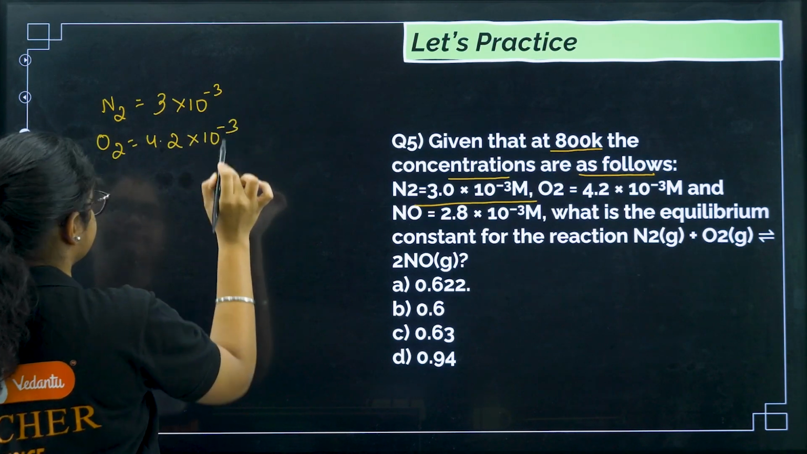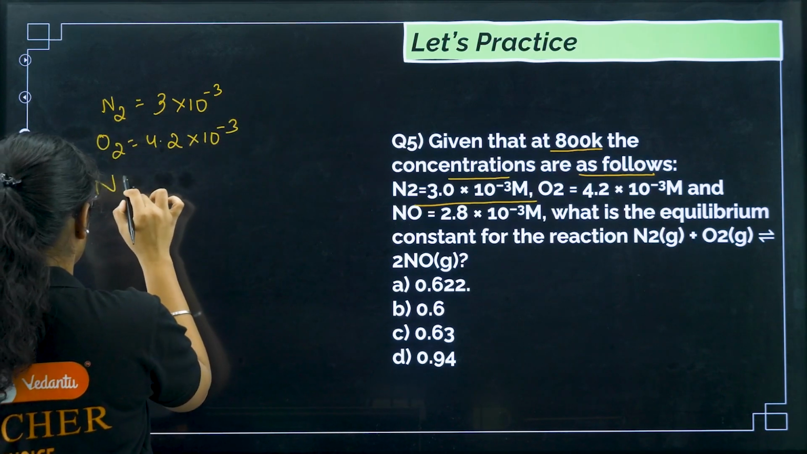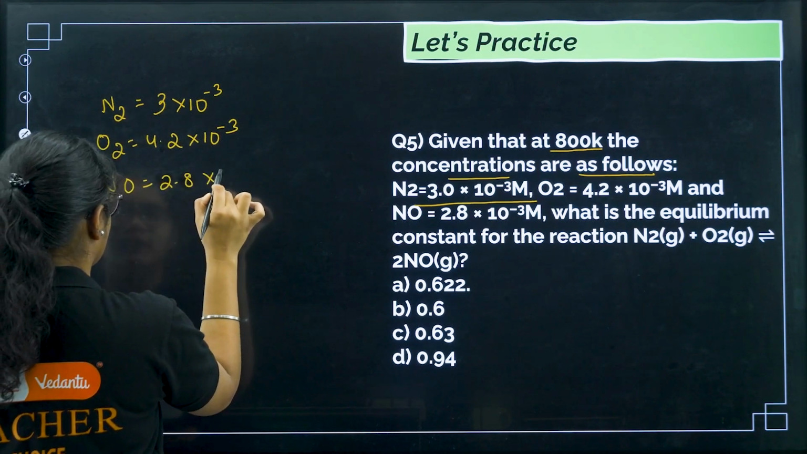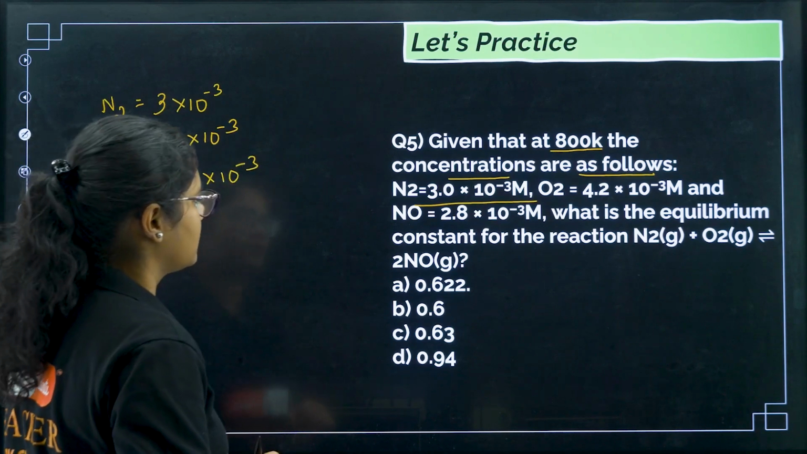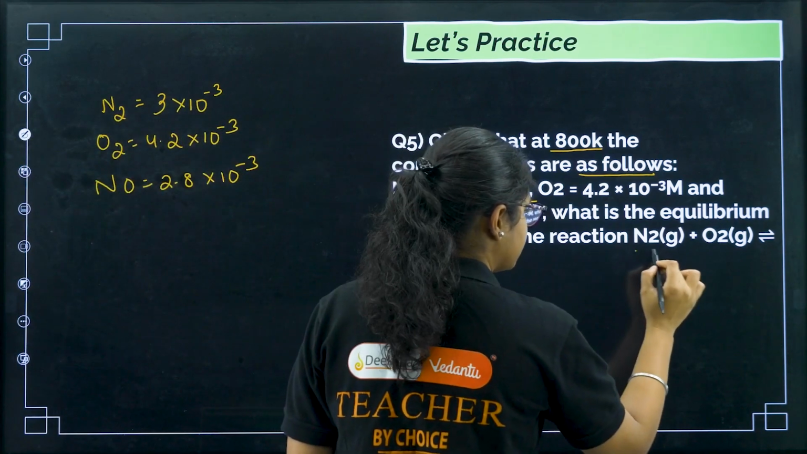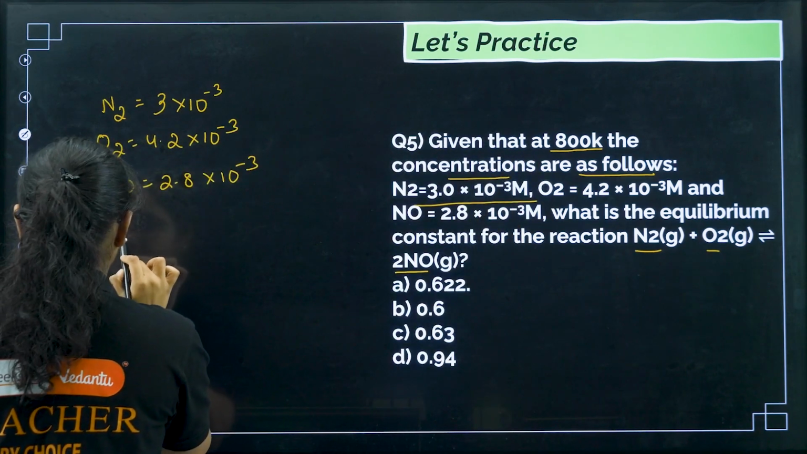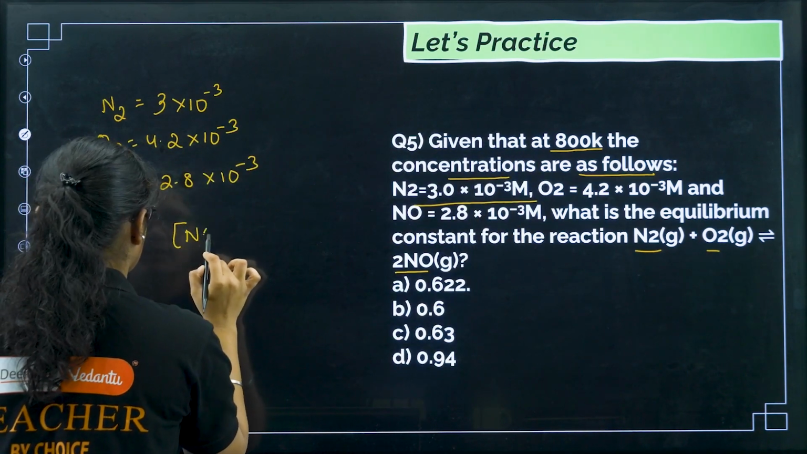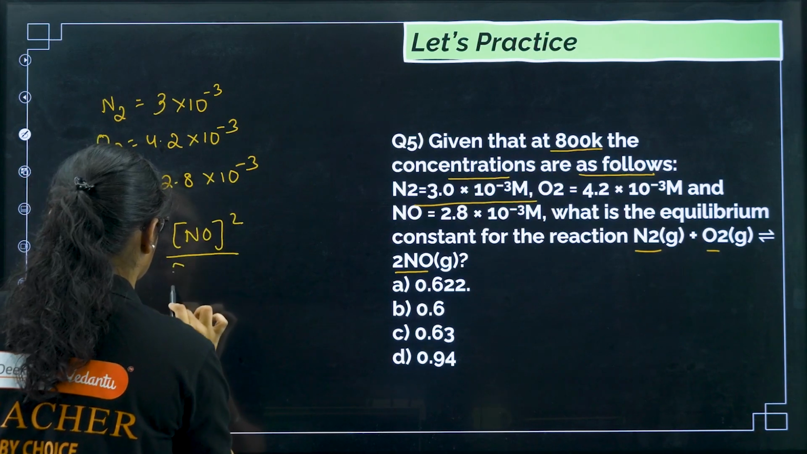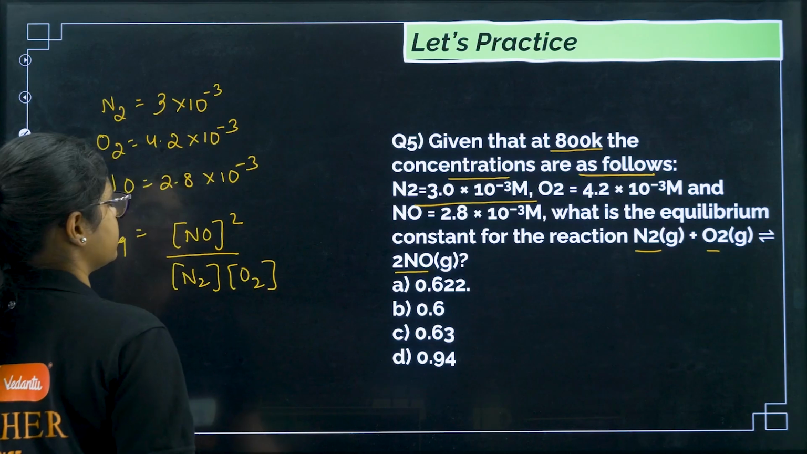Okay. Next we have NO as 2.8 into 10 to the power of minus 3. What is the equilibrium constant for the reaction? So the reaction is N2 + O2 gives you 2NO. So first let us write the value of K equilibrium. That is NO concentration to the power of 2 divided by N2 concentration divided by O2 concentration.